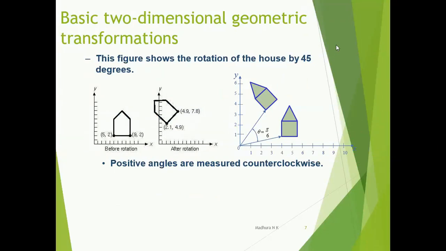In geometric transformations we have two kinds of rotations. One rotation is in the counterclockwise direction, or anti-clockwise direction. Another kind is clockwise direction rotation. Consider the figure, which shows the rotation of a mouse by 45 degrees. So the theta value is 45 degrees here.